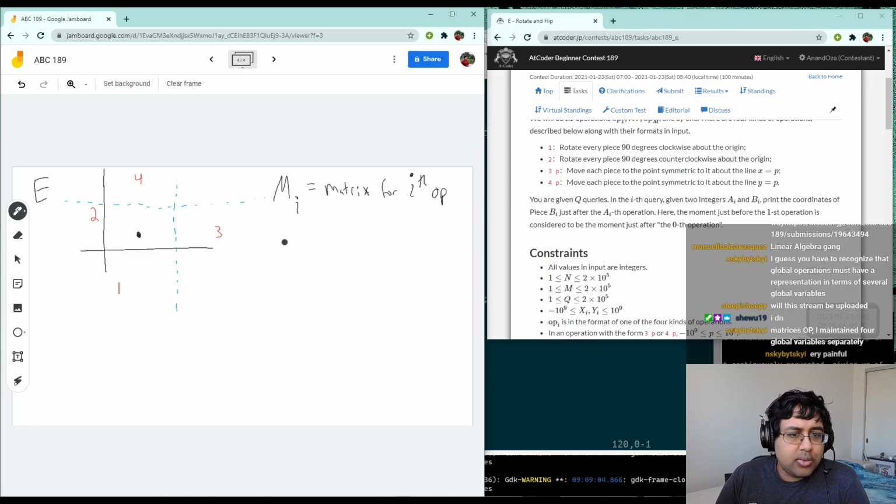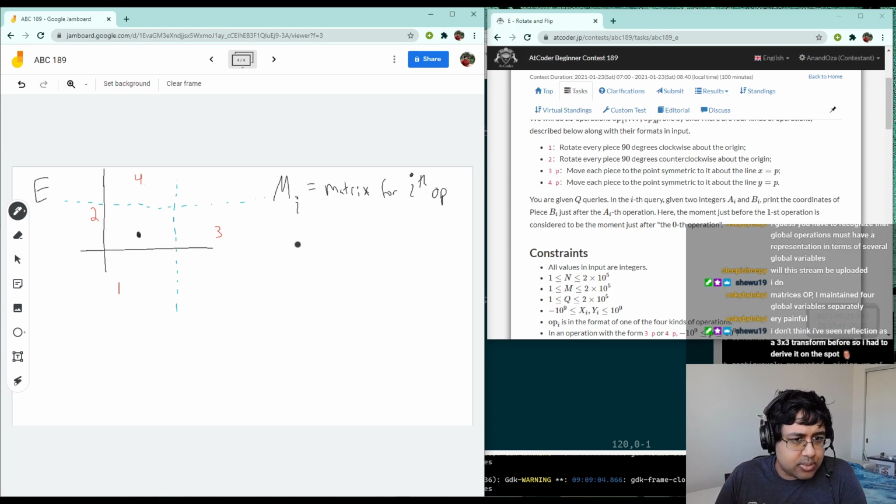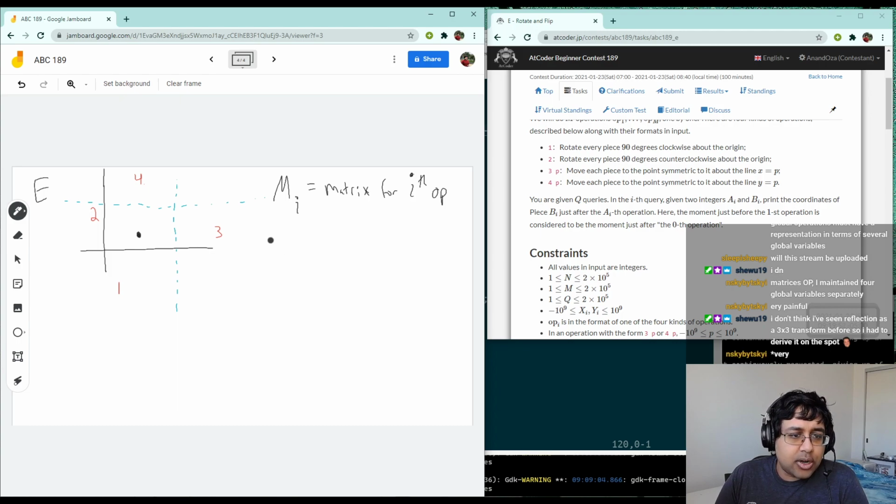Let's say you start with a point p, and you want to operate on p 5 times. The new value of p would be m5, m4, m3, m2, m1 times p. Right? So you're applying each operation like this. And the cool thing is, it turns out that you can express these operations in such a way that you can just do this.